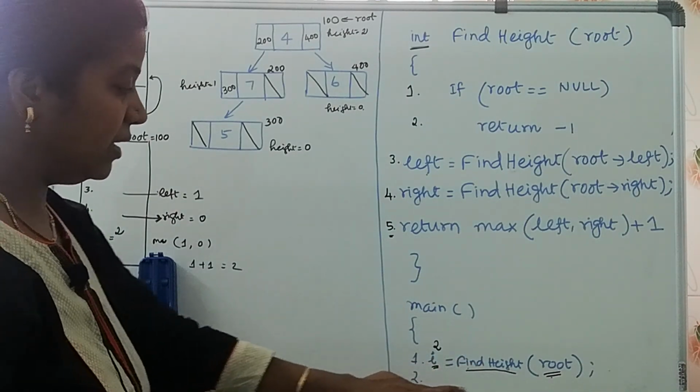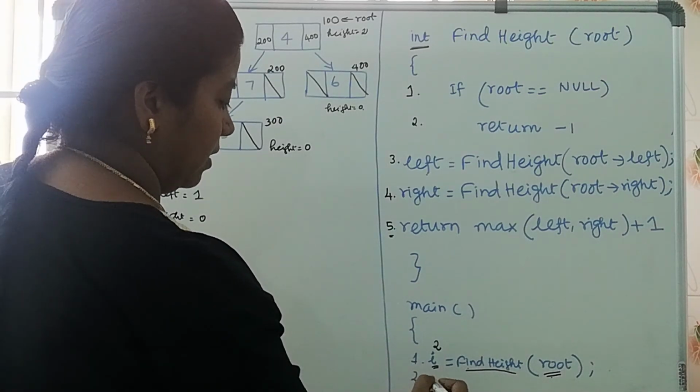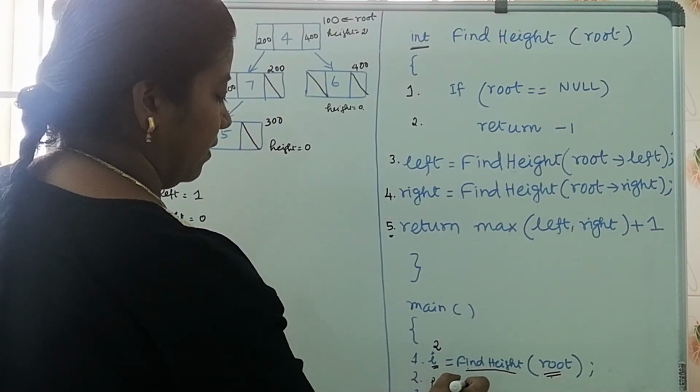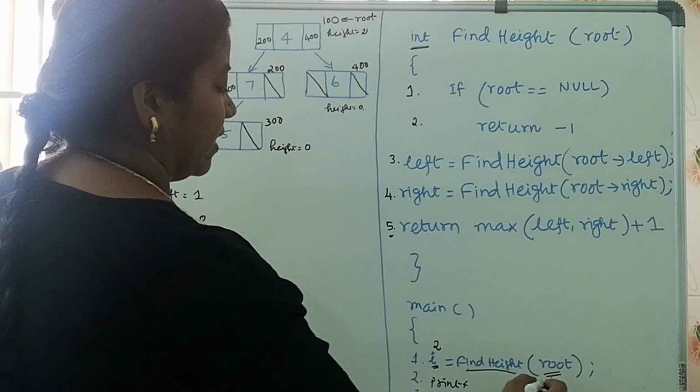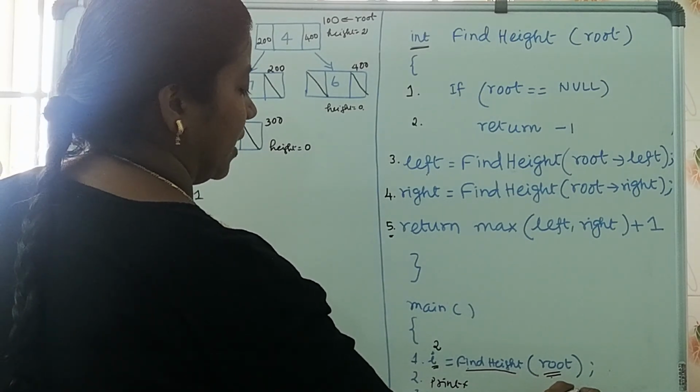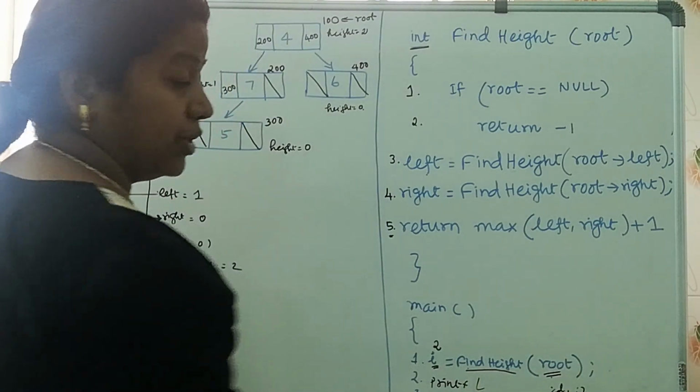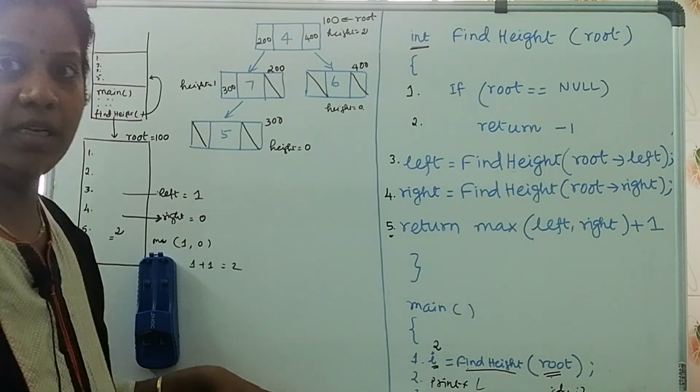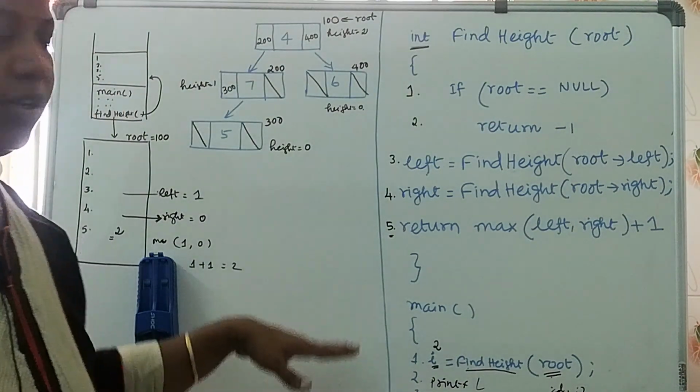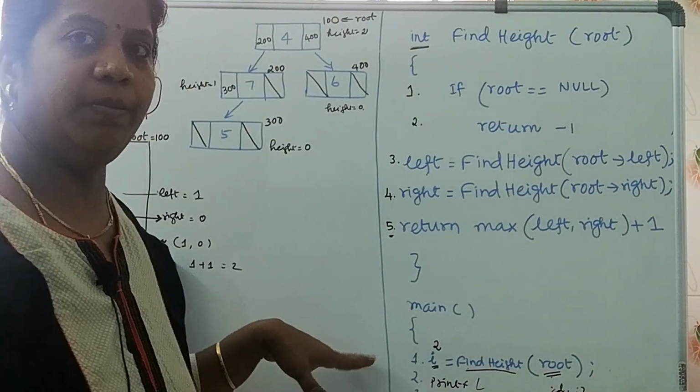Now the print statement in line number 2, print the height of the binary tree is %d comma I, will get executed. So this is the simple tracing of finding the height of a binary tree.